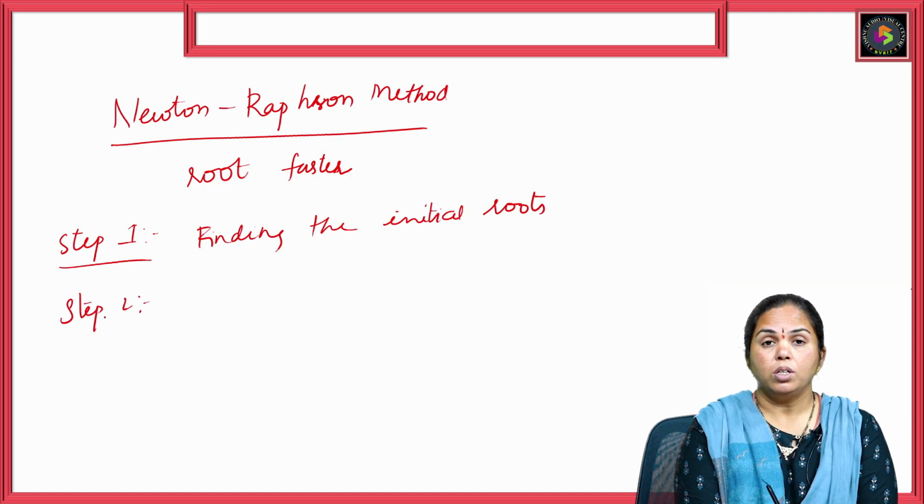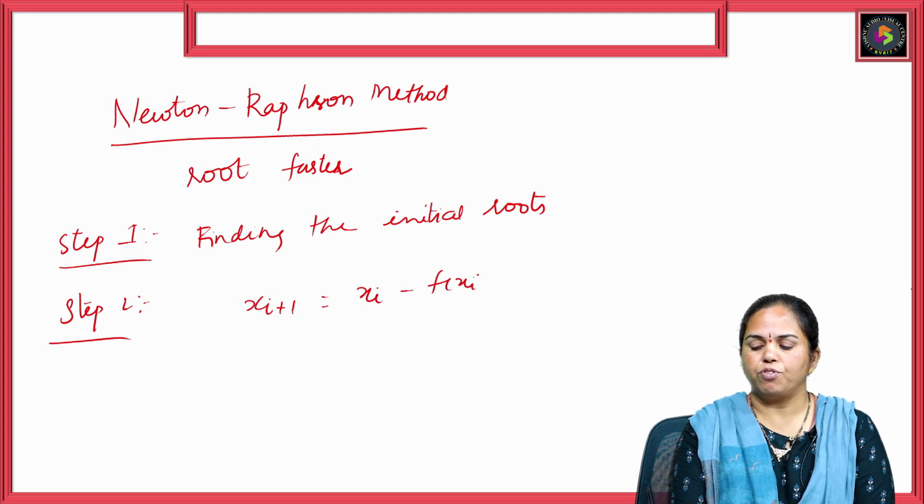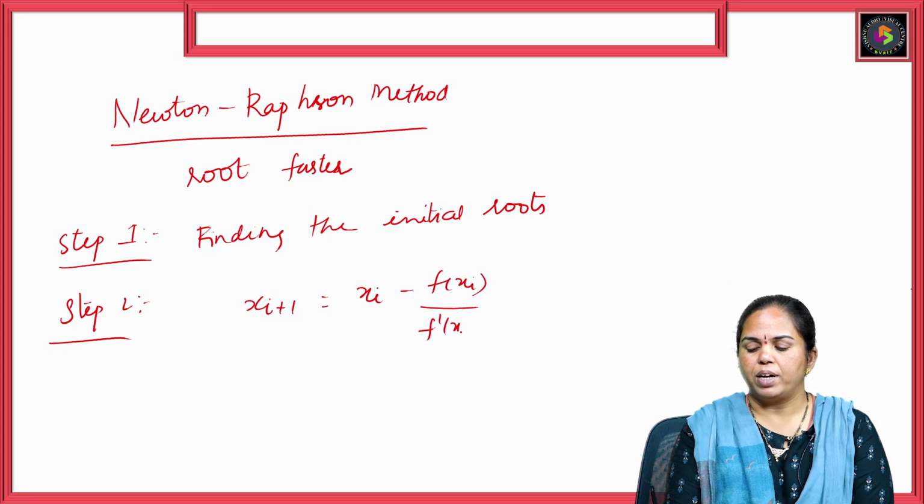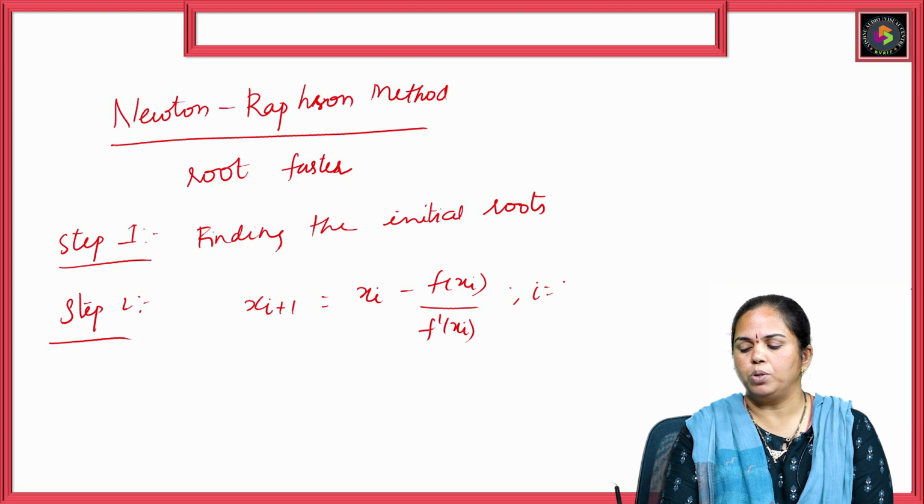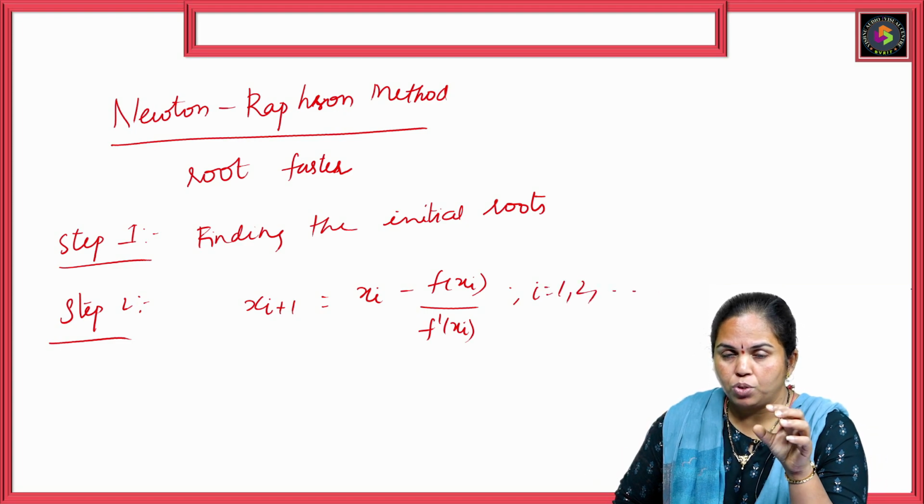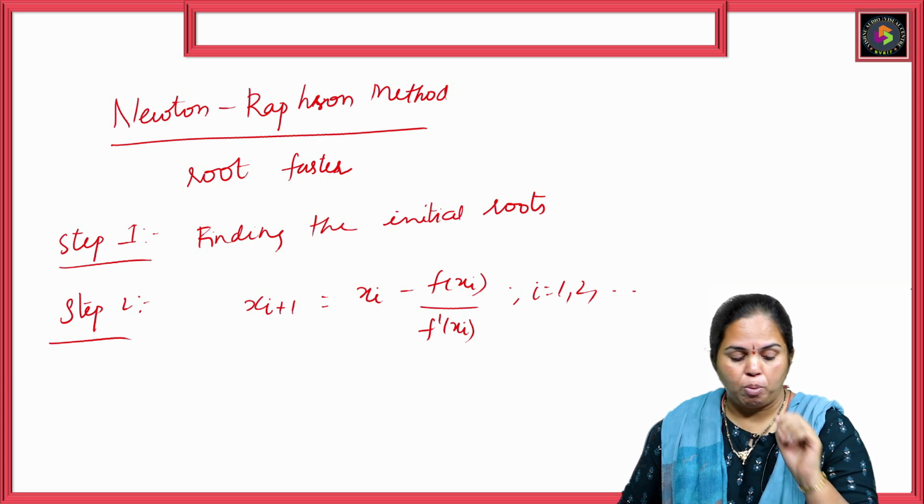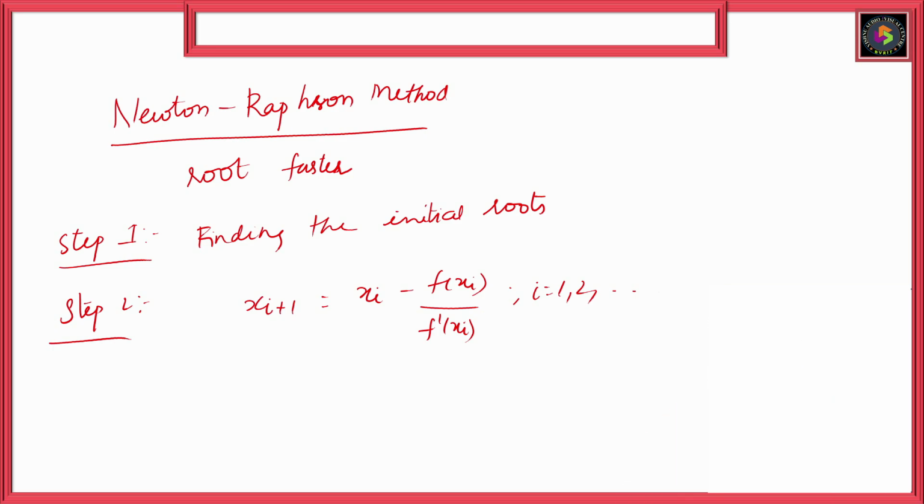Step 2, the formula is given by x(i+1) = x(i) - f(x(i))/f'(x(i)), i = 1 to so on. Only for finding the initial roots, we check whether it is negative or positive. Whereas for continuing the problem, it is not required to check whether it is positive or negative. We can directly solve the problem.